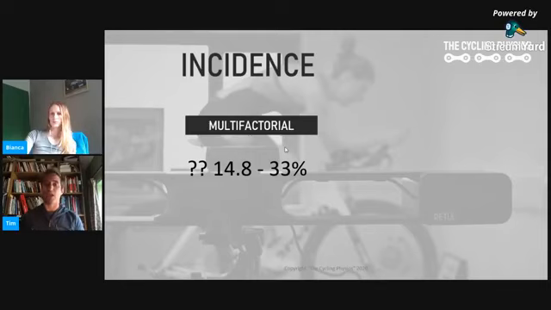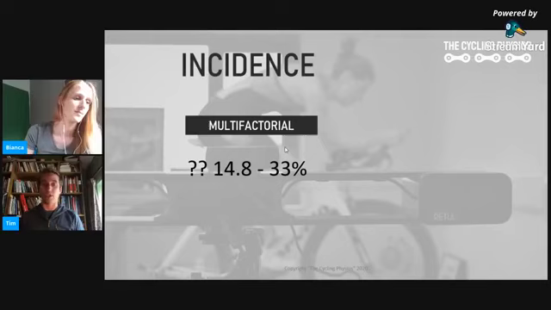There's been some looking at questionnaires of people doing big multi-day cycle tours or big sportive type things, and a little bit looking at season incidents in pro teams, but again, not very much data. So the papers we do have are listing somewhere between 14-15% through to maybe 33% injury incidents in cyclists per season.